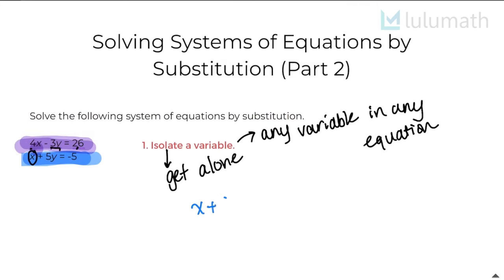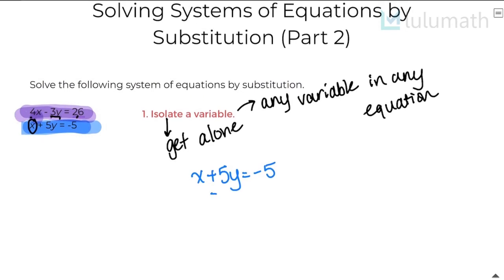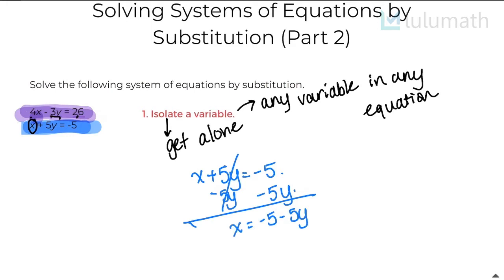So I'm going to take my second equation, x plus 5y equals negative 5, and to get that x alone, I'm just going to subtract this 5y because I want this 5y to go away, and the opposite of addition is subtraction. So negative 5 minus 5y. These are not like terms, so I'm just going to write it down exactly how I see it, negative 5 minus 5y, and that's what x is equal to.